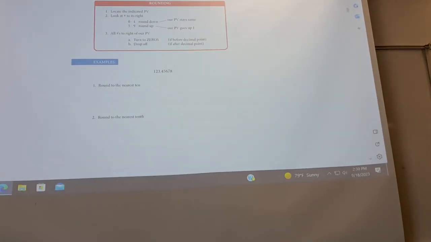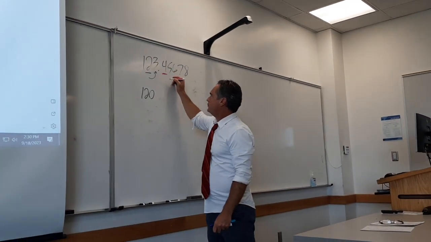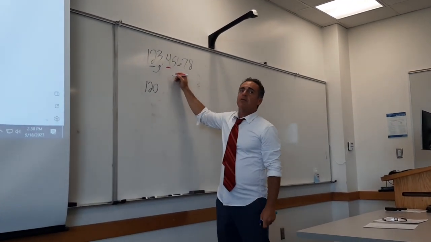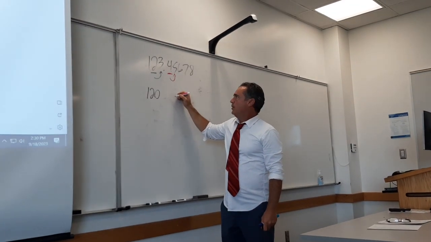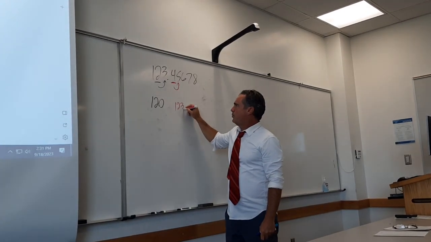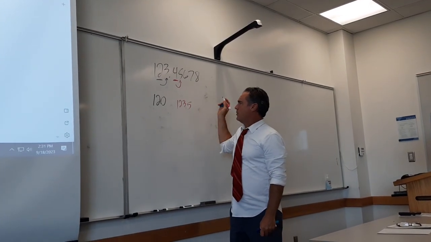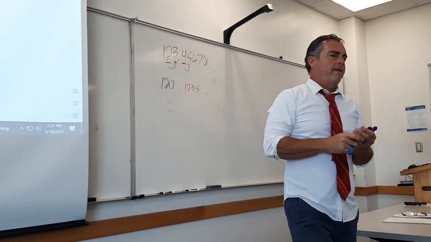It says round to the nearest tenth. Now we're looking at the tenths. What number is that? 4. It's the 4. So we look at the number to its right, and it's in the round up or down category? Up. So our number is going to what? It's going to go up. We're going to have 123.5, and all the other numbers drop off. Hard or easy? Feel good about rounding?